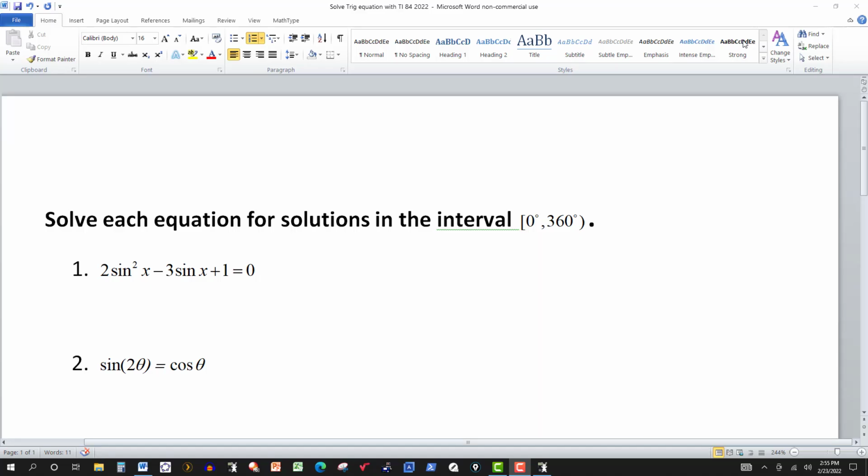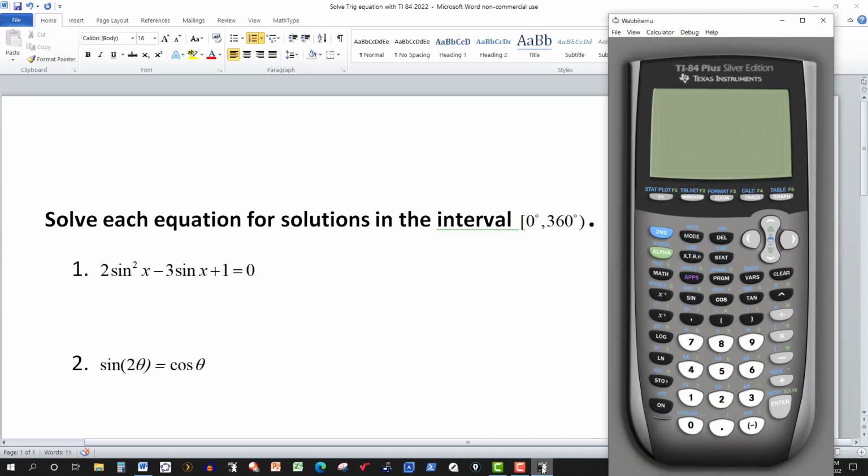In this video, we're going to look at the solution of trigonometric equations using the manual method and also using the TI-84 graphing calculator. We'll do the calculator first.